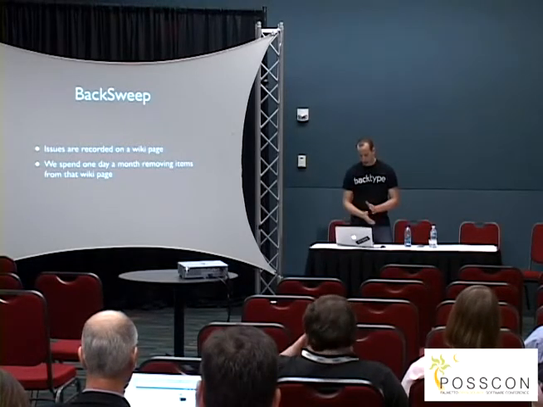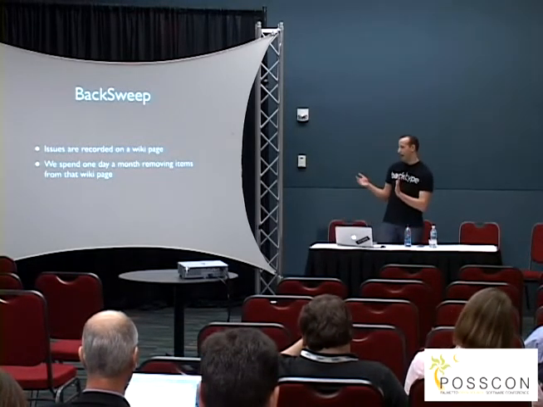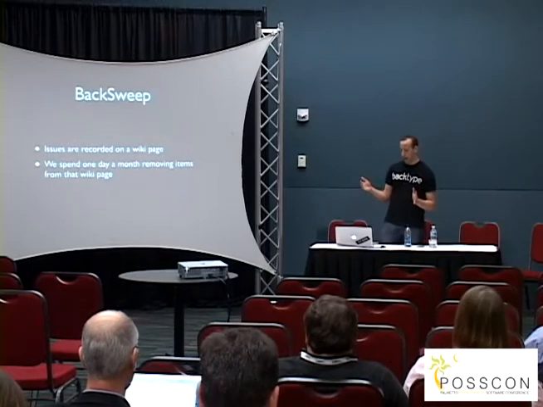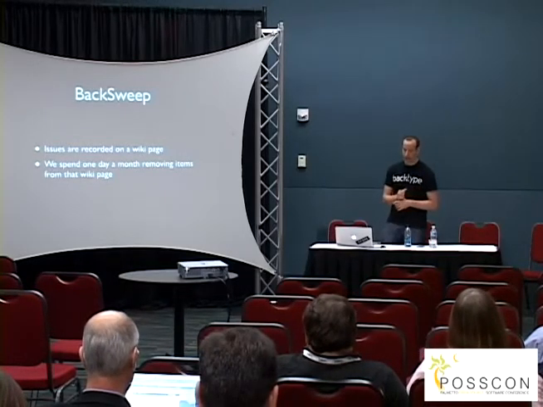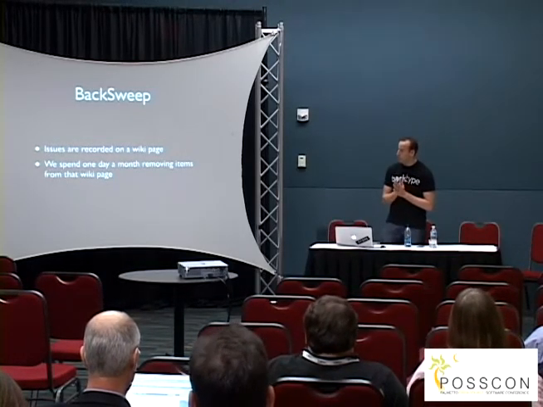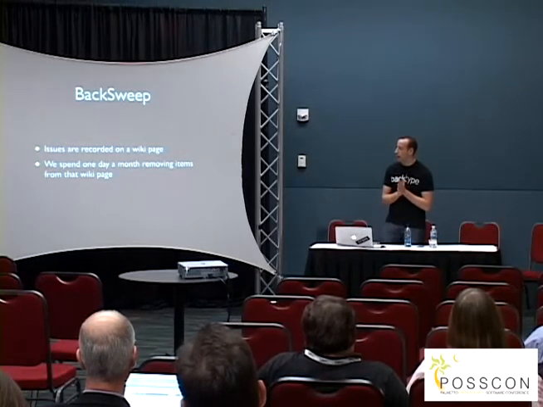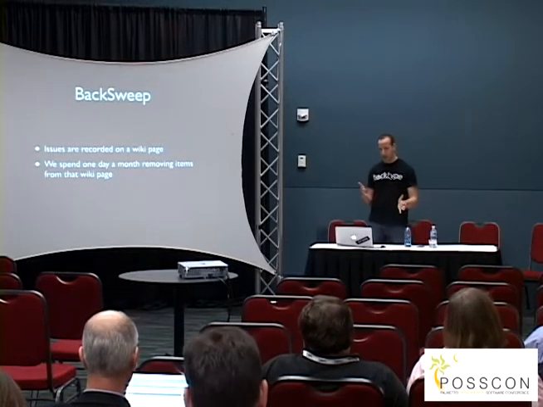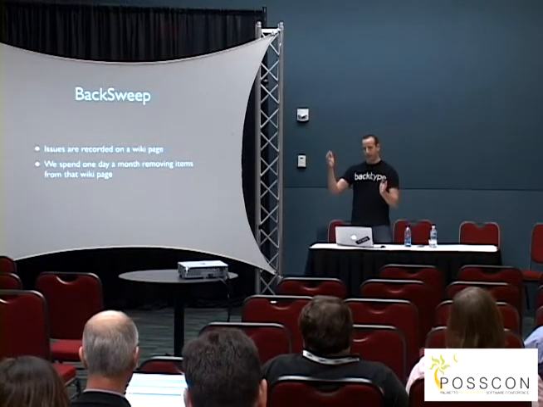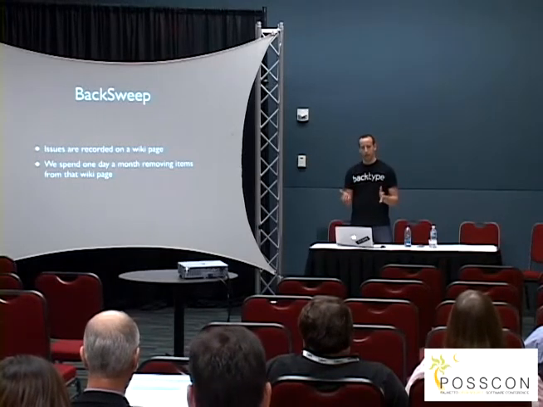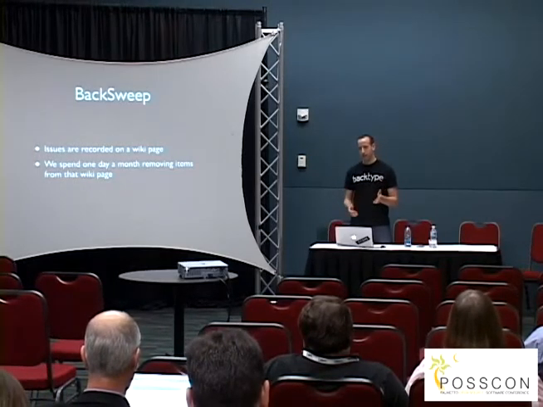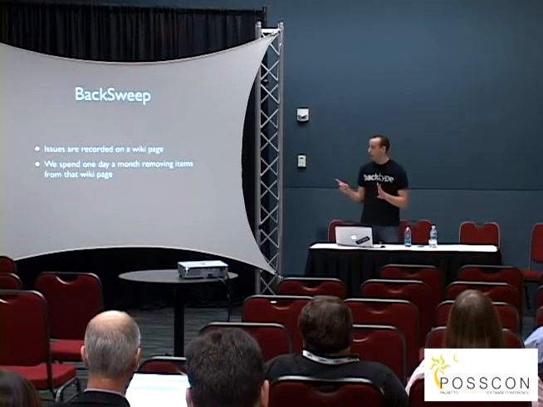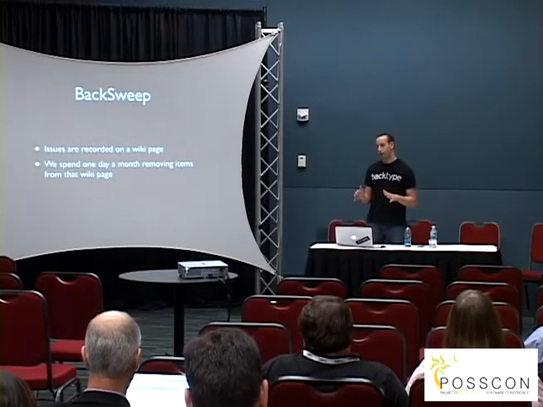So at BackType, this is debt, right? And it builds up, and the more of it you have, the more it slows you down. And we want to stay lean and efficient. So what we do to battle technical debt is an event we have once a month, which we call Backsweep. Whenever we encounter some technical debt issue, we add that item to a wiki page. It's just a big list of items. And then one day a month is dedicated to removing items from that page.